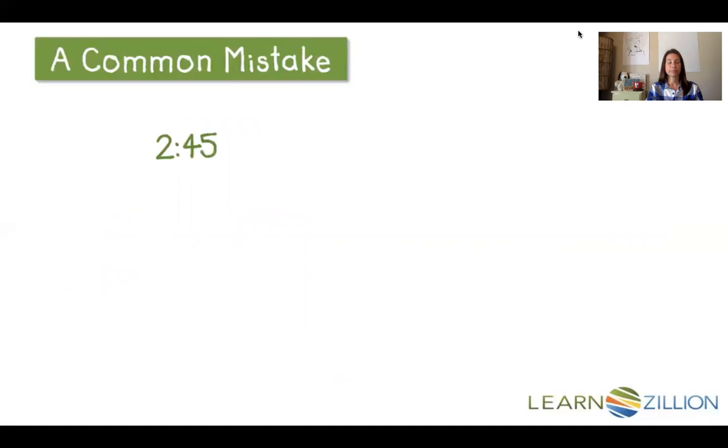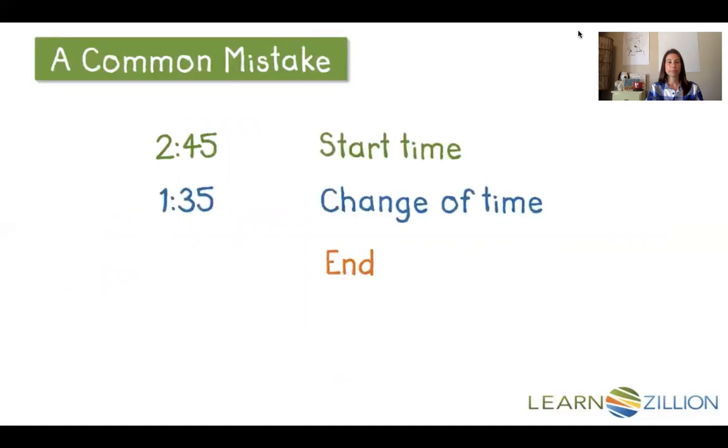A common mistake is taking the start time and trying to add the change of time to it to figure out the end time. This is just not a good strategy for solving elapsed time word problems because you end up with a sum that is not a typical time. So this is just not a strategy that we use to solve these problems.